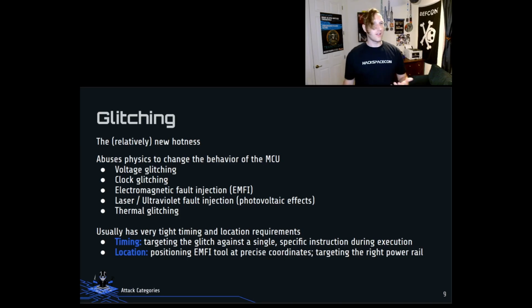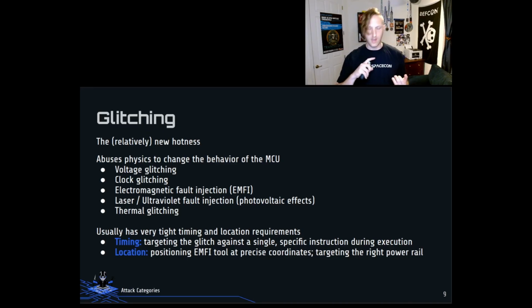And glitching is really the relatively new hotness. As an attack vector, it's been around for quite a while, but the educational resources around it, more accessible open source hardware and tooling, commercially available resources, they've really grown in popularity within the last handful of years. What we're doing is we're attacking physics to change the behavior of the MCU.